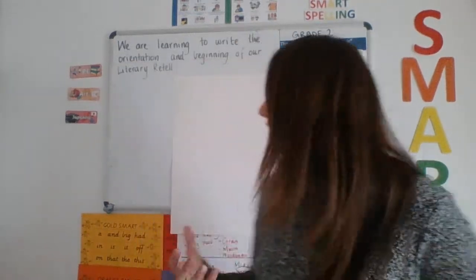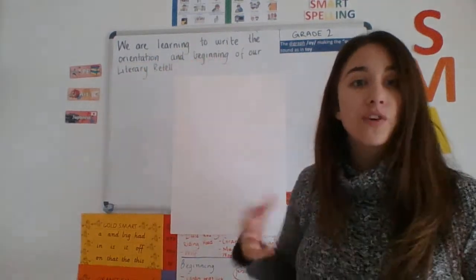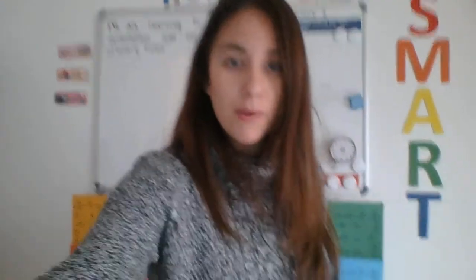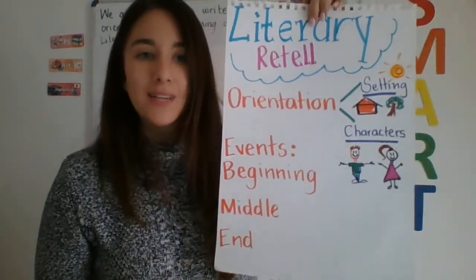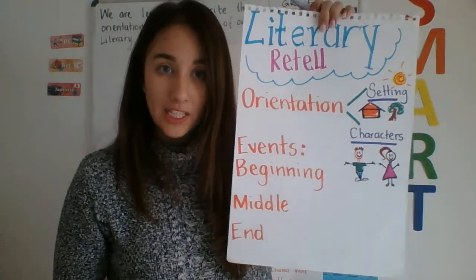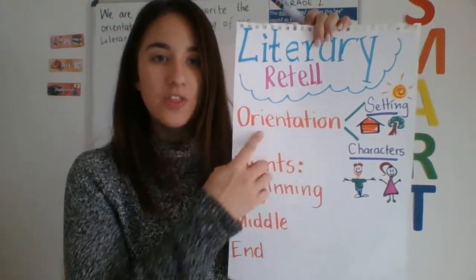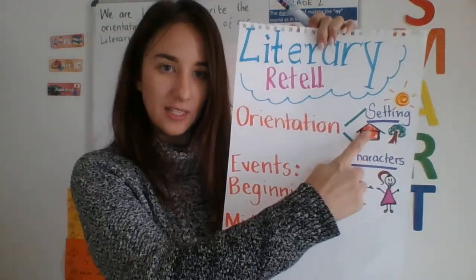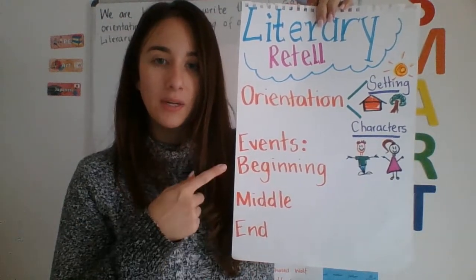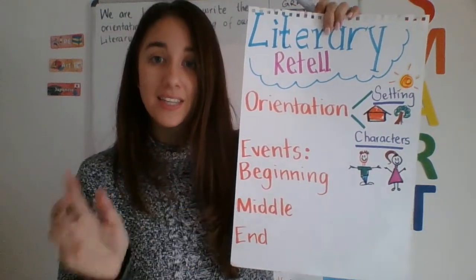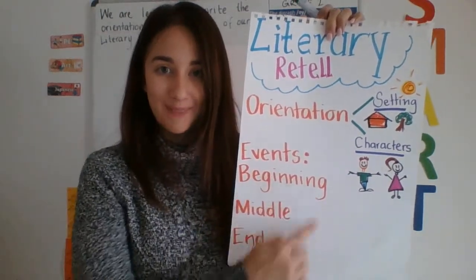Today, boys and girls, we are going to be learning to write the orientation and the beginning of a literary retell, okay? Now you might remember this poster from last week. This poster helps us to understand the order that we write our literary retell in. We start with our orientation. That's where we include information about the setting and the characters. Then we write about the events: the beginning, the middle, the end. Today, we're just writing the orientation and the beginning, okay?